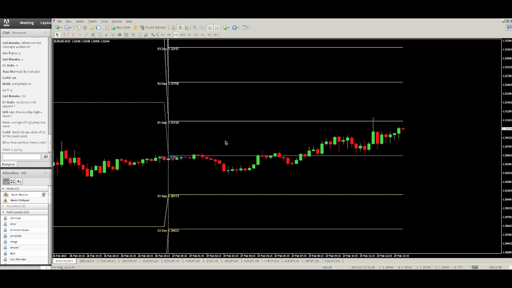Okay. Now, so many lines. Dino, what you're asking me is the average, the exact average is this one, the blue line, which is called the pivot. And then above that is the resistance one, resistance two, resistance three. Below that is support one, support two, support three, so on and so forth.